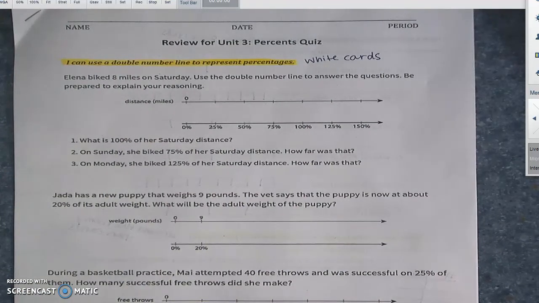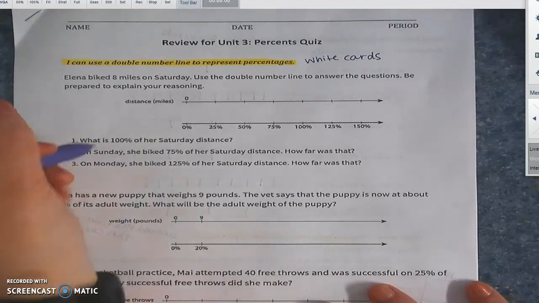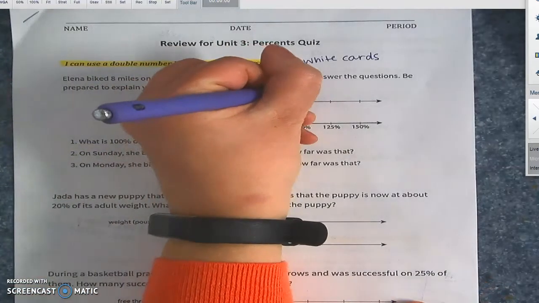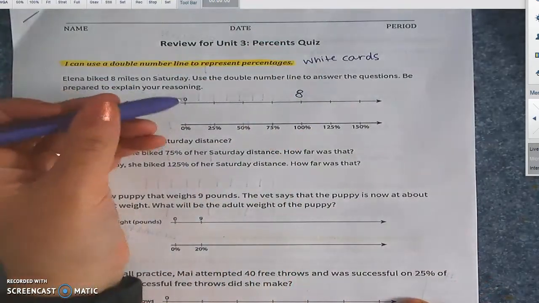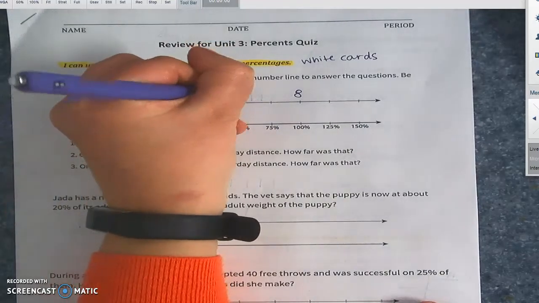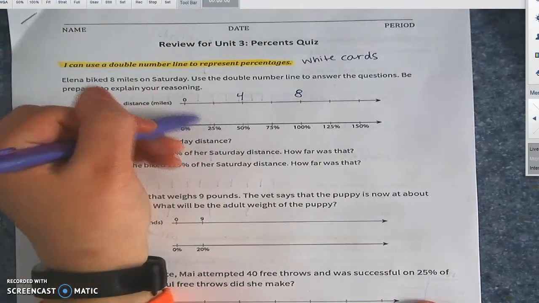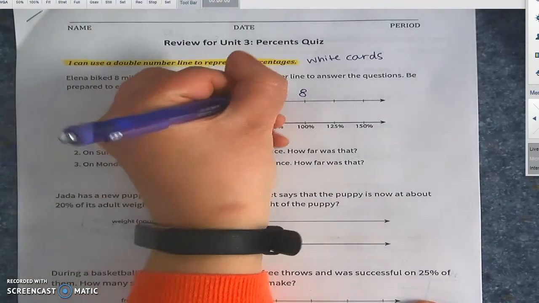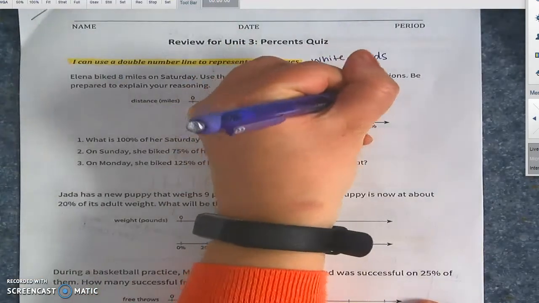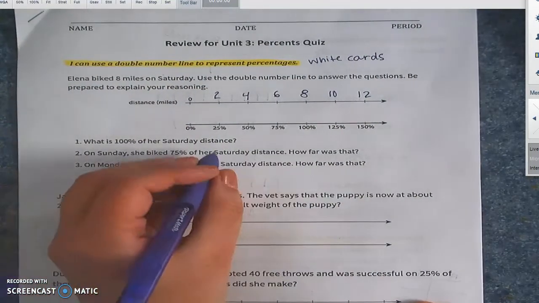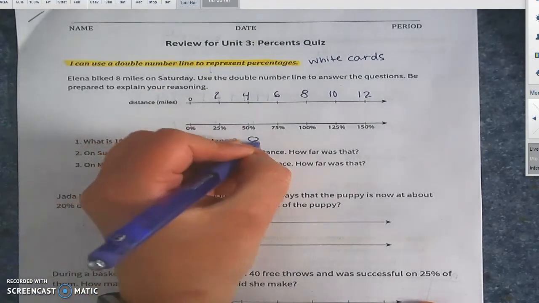So the distance she biked on Saturday, that's going to be 100% of her Saturday distance. So I'm going to label that 8. And then I'm going to work my way backwards. So 50% would be half of that, so that would be 4. 25% would be half of that, so that would be 2. So now I know I'm going by 2. So 2, 4, 6, 8, 10, 12. So 100% of her Saturday distance was 8 miles.